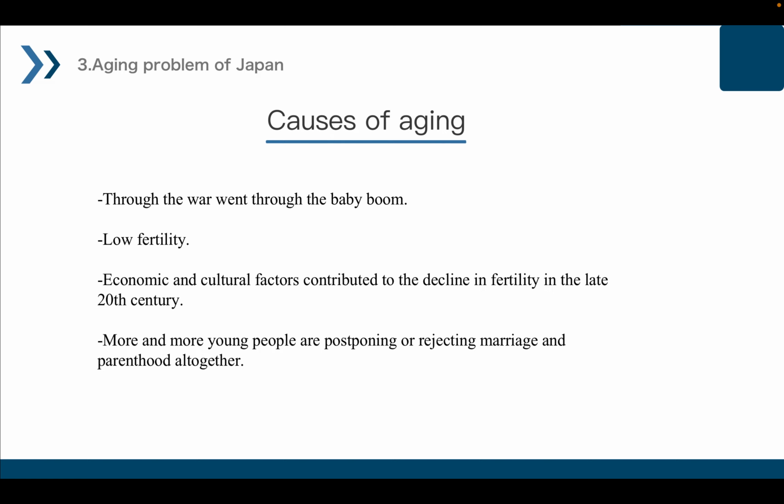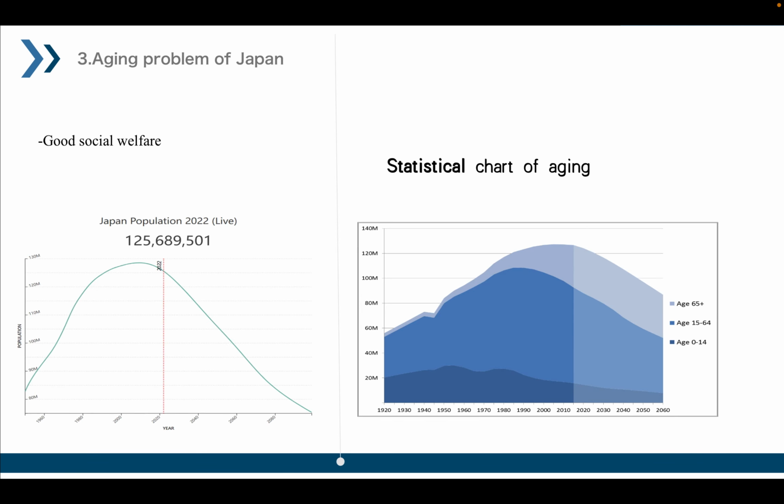In my interview with 10 Japanese friends, most of them think that Japan is comfortable and modern, so there is no sense of population crisis, and more young people delay or refuse to marry and become parents.